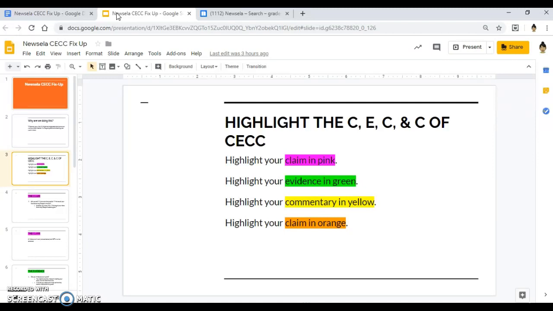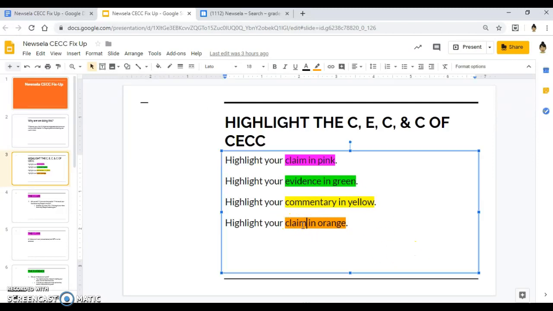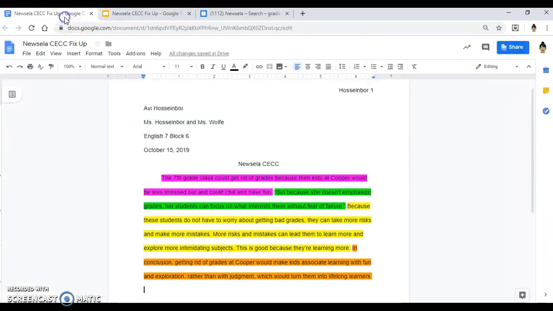Highlight your claim in pink, highlight your evidence in green, highlight your commentary in yellow, highlight your conclusion in orange, okay? So that's what I did here with my essay. Go ahead and pause this video and do the same thing with your essay. Highlight your claim in pink, your evidence in green, your commentary in yellow, and your conclusion in orange.